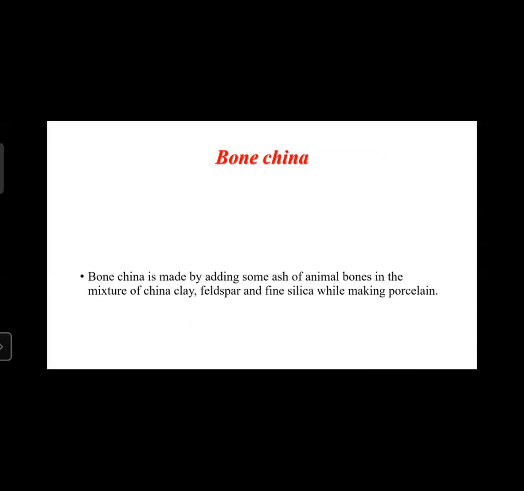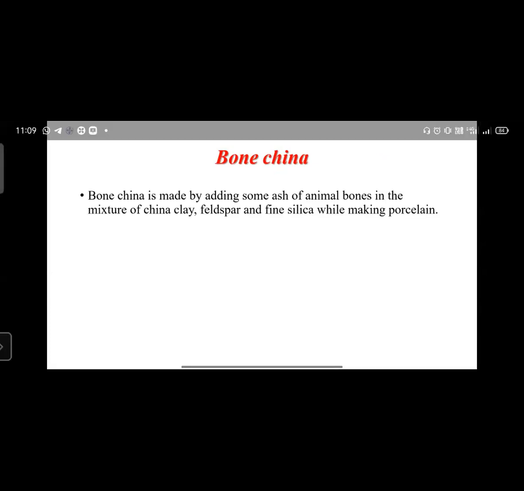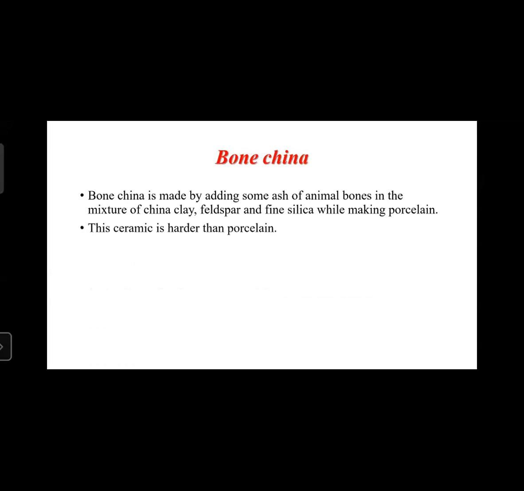Now next, that is bone china. Bone china is made by adding some ash of animal bone to the mixture of china clay, feldspar, and fine silica used while making porcelain. This ceramic is harder than porcelain.